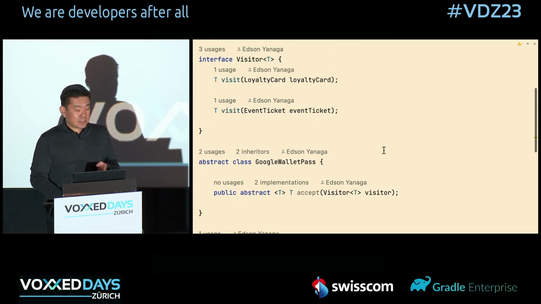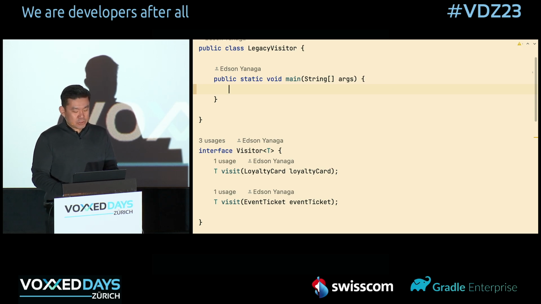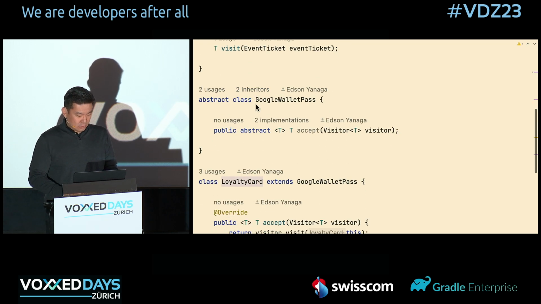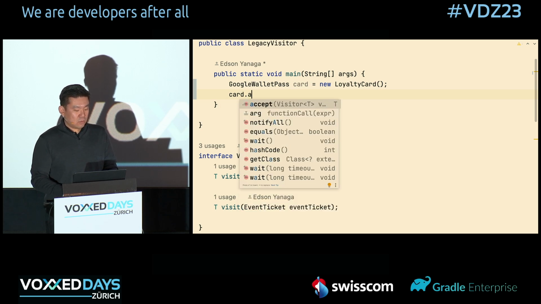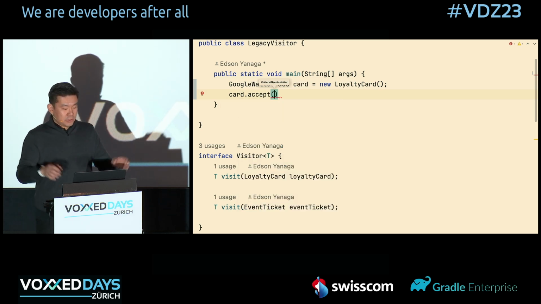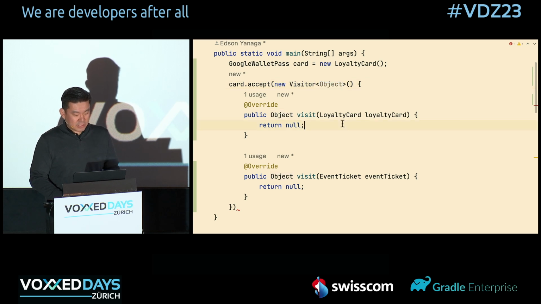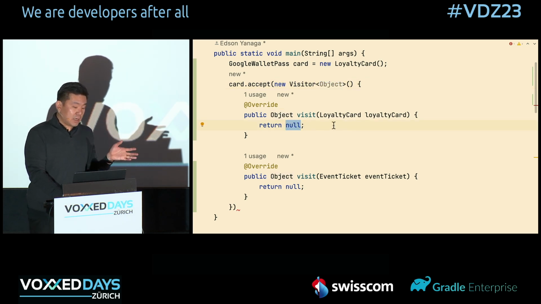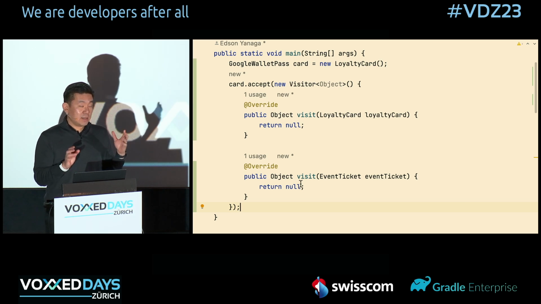Okay? And when you're generating the code to call that particular visitor, well, I'm going to create a new loyalty card. And because I have a loyalty card, I can even say that the type here is going to be Google Wallet Pass. And for this card, I want to create a complete JWT. Well, you just create a new visitor that is going to return, it could be a string. And here you're going to implement the code for loyalty cards, and here you're going to implement the code for event tickets.